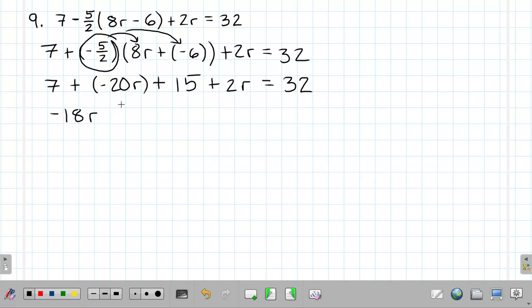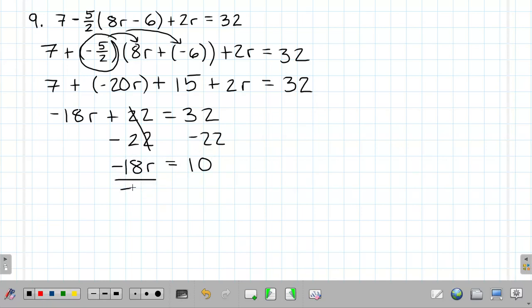And then we got to include the r. 7 plus 15, well, that's 22. And now a normal old two-step equation. Or is it? Well, let's actually do the steps here. Those go away. Negative 18r is equal to 10, positive 10. Divide by negative 18, divide by negative 18. Those go away. So r is equal to negative, so positive over negative is a negative.